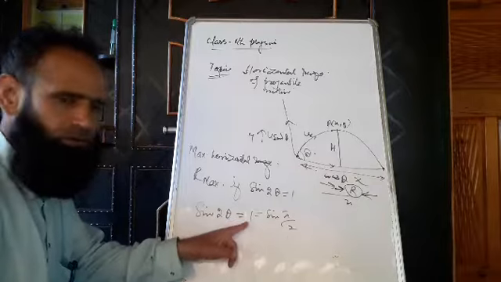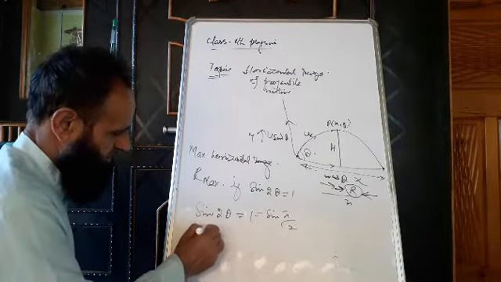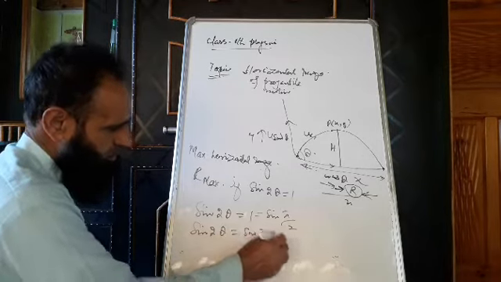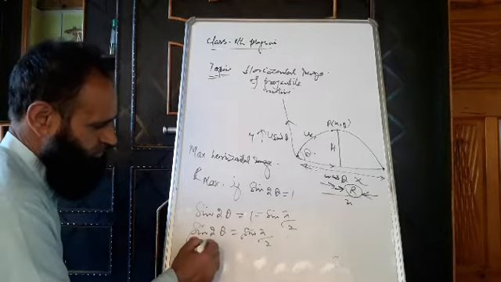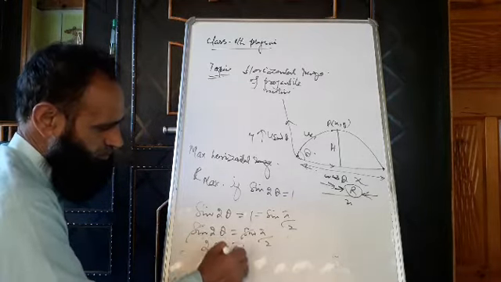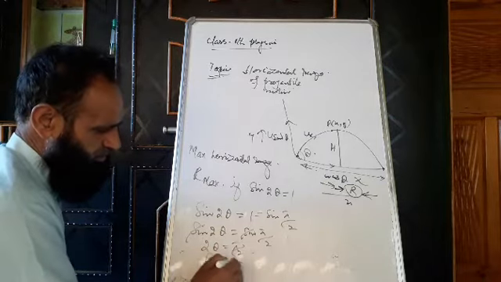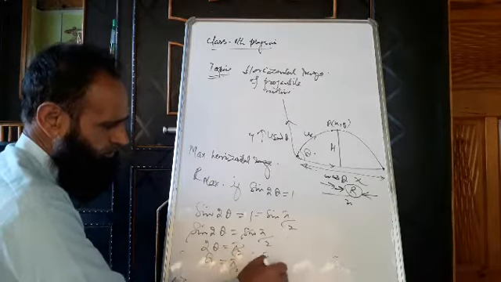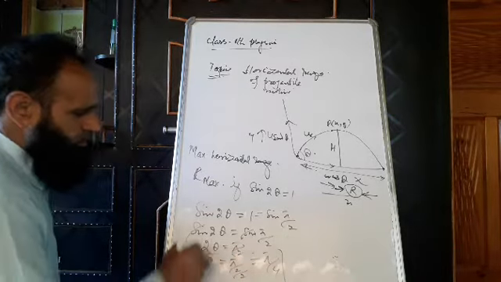Sine of 90 degrees is equal to 1. So we can say sine 2 theta is equal to sine of pi by 2. The sine and sine cancel, that means 2 theta is equal to pi by 2, or theta would be pi by 2 divided by 2, which is pi by 4. That means theta would be pi by 4.